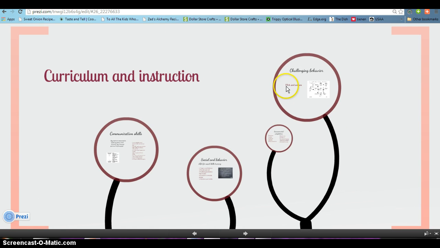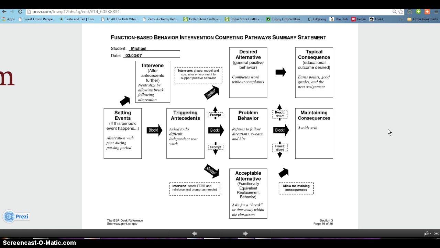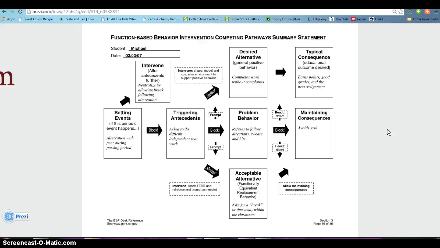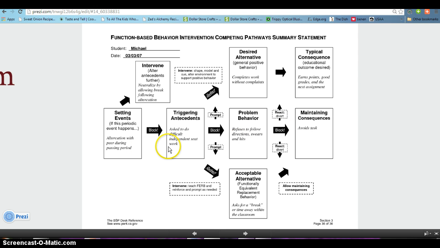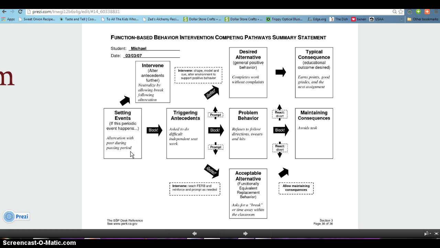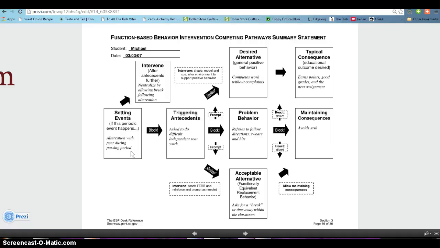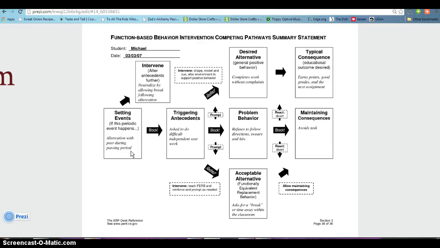Challenging behaviors. One of the things that we're going to use for kids with autism is what we call functional behavioral assessment and positive behavior supports. What we look at here is that if we have a child who is having the problem of refusing to follow directions, swearing and hitting, we want to go back and see what triggered it. So in this case, what triggered it for this kid was he was asked to do difficult independent seat work. Then we want to know whether there was something that happened before that, and we find that sometimes he has altercations with his peers during a class period.